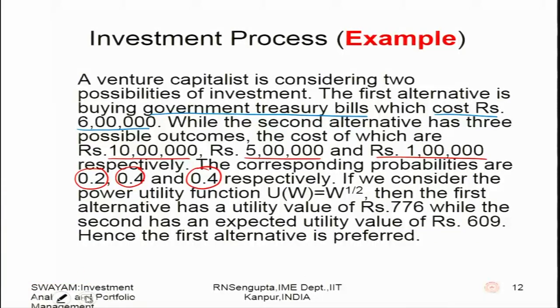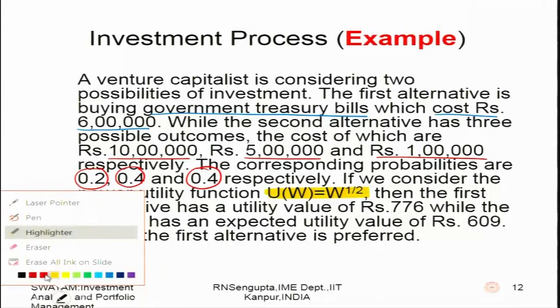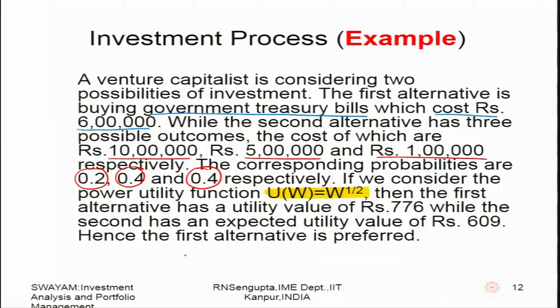as, I will mark it, w to the power half. So how do we find out and rank them? It's very simple. When I come to the first case, which is the government one, there's only one decision, its probability is 1. Hence, the utility for the first case, I use the blue color, will be given by square root, because that is w to the power half, square root of 6 lakhs, which is equal to square root of 6 into 10 to the power 5.